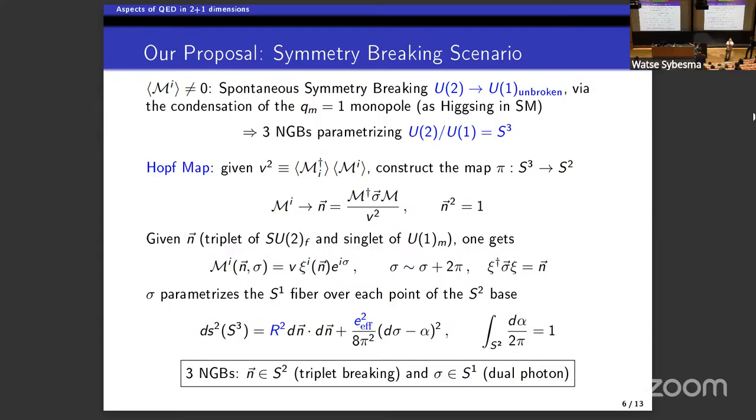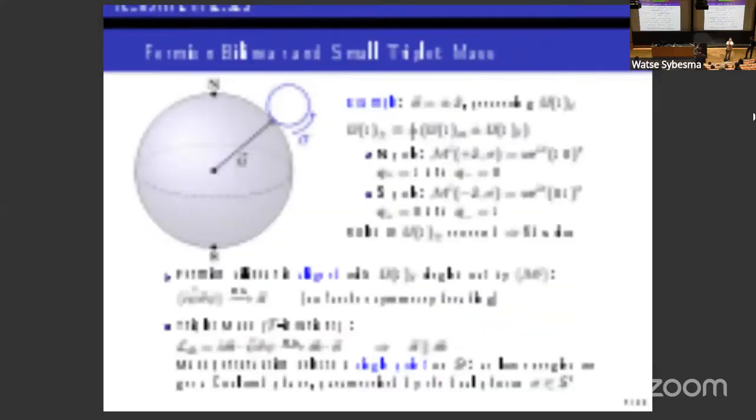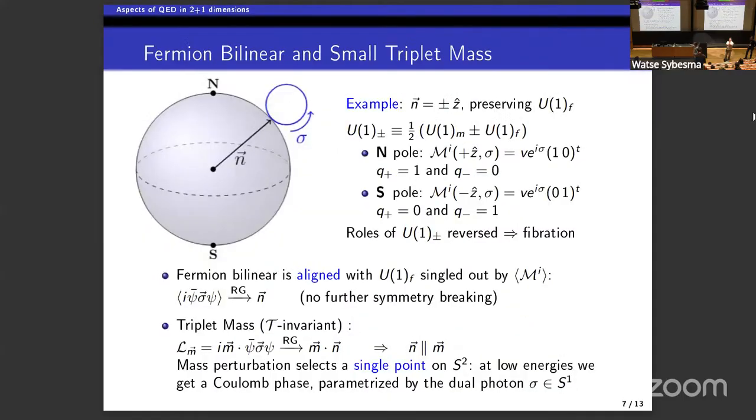Once I give you N, what is M? Well, it's not enough that I tell you where I am on the base. I have to tell you where I am on the circle. But this circle is charged under the magnetic symmetry. And the photon is exactly the Goldstone boson for this breaking, for this sigma model. So the fiber is exactly the dual photon. Okay, thank you.